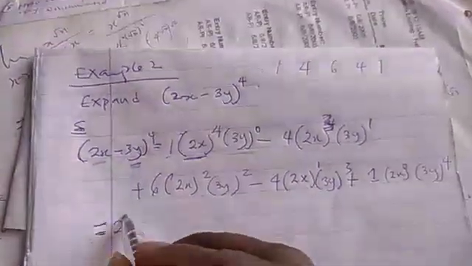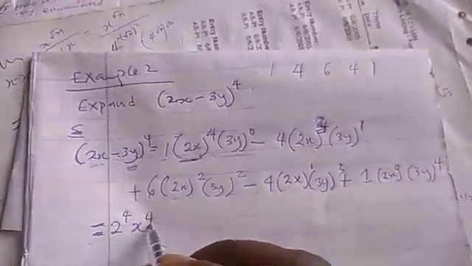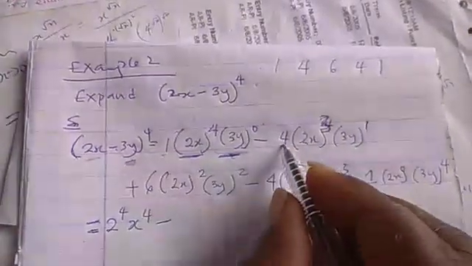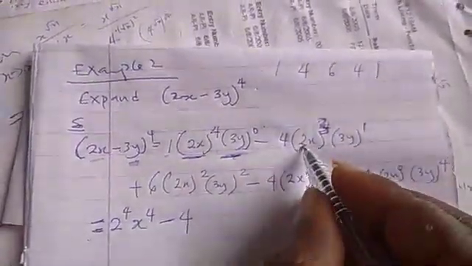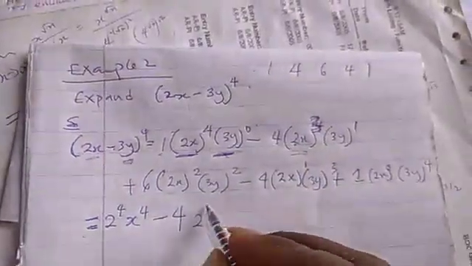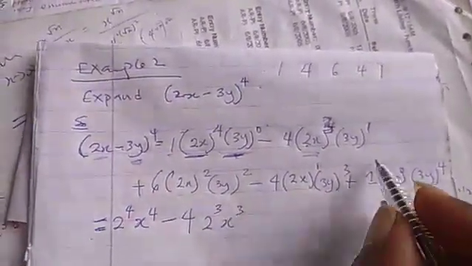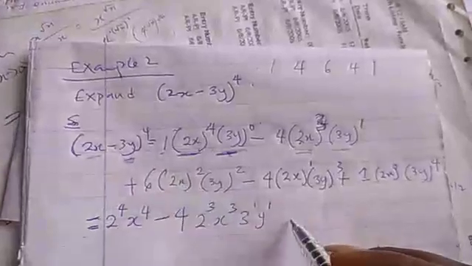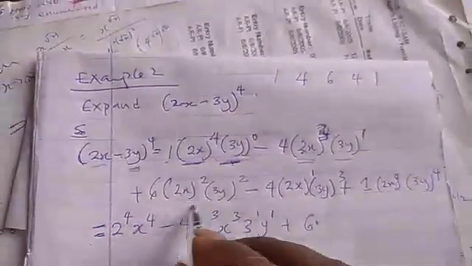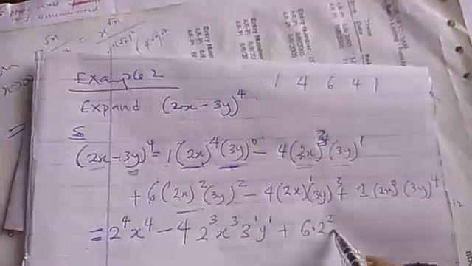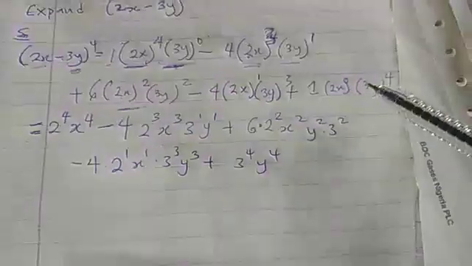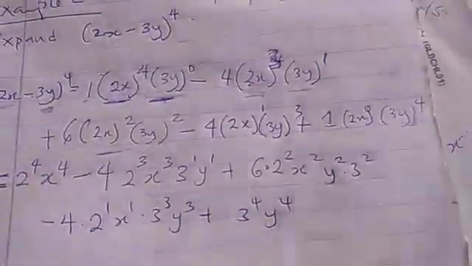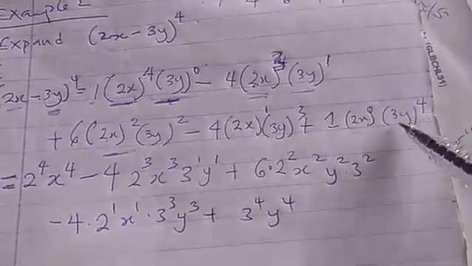And now if I use the formula, I will have 2 raised to power 4, s raised to power 4. This one is gone, it's raised to power 0, it's 1, it's gone. Minus, the next one will be 4. This one will give me 2 raised to power 3, s raised to power 3. And the second one here will give me 3 raised to power 1, y raised to power 1. The next one will be plus 6 dot, this one, 2 raised to power 2, s raised to power 2, like that, you continue like that. But when we got here, this one is gone already, raised to power 0 is gone, this 1 is gone. What we have left will be 3 raised to power 4, y raised to power 4.